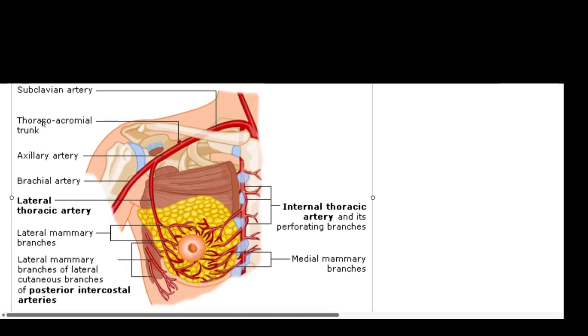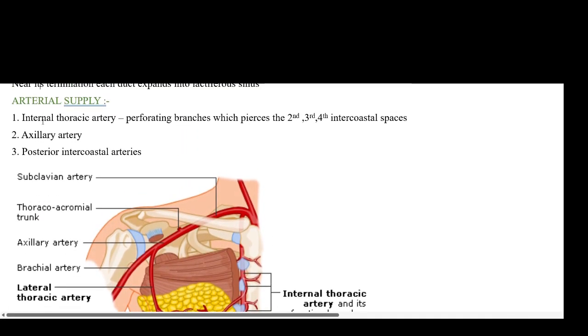Okay, next part is arterial supply. It is mainly supplied by three arteries. Internal intercostal arteries.